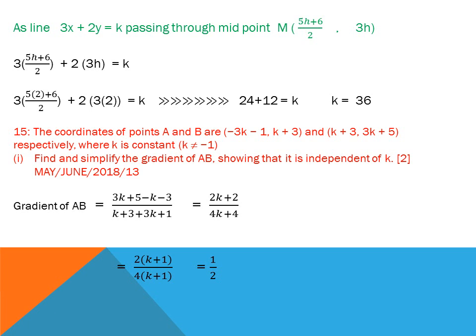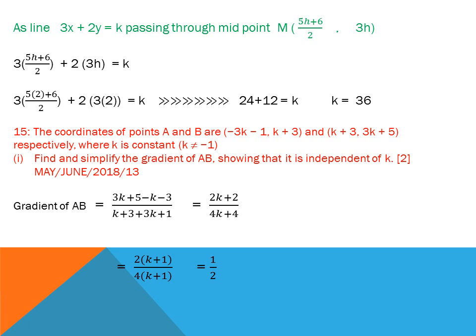I find that k is equal to 36 here. Very simple. In question number 15, the coordinates of the points A and B are given, respectively. k is a constant, k not equal to minus 1. Find and simplify the gradient of AB, showing that it is independent of k.